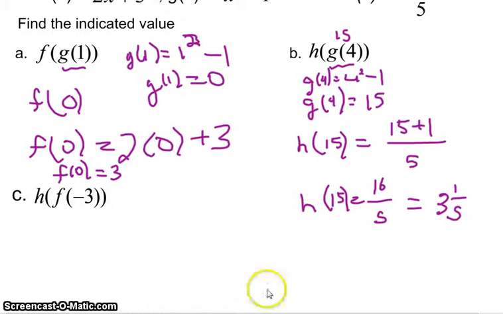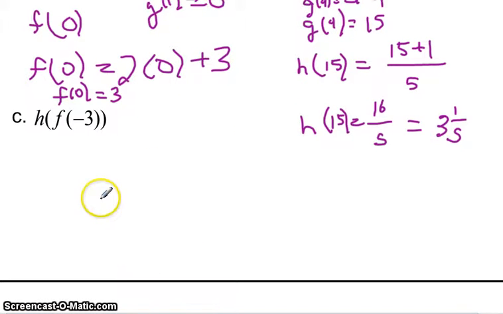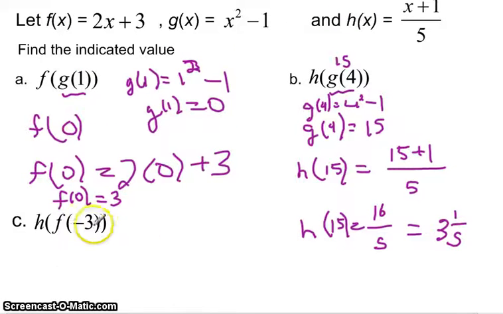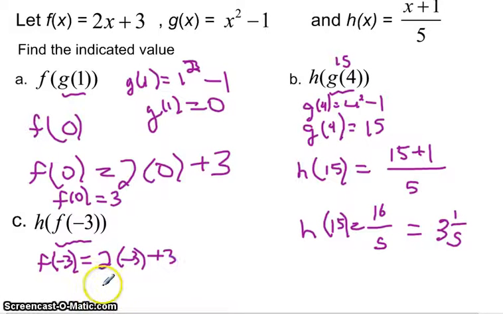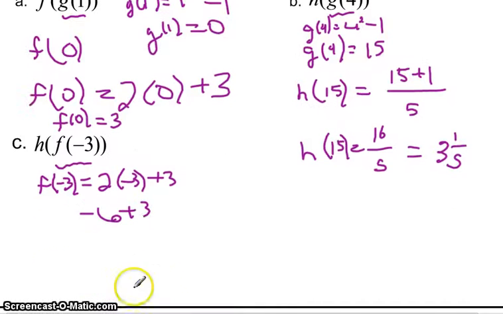Let's go ahead and try one more. h of f of negative 3. I'm going to find f of negative 3 first by plugging a negative 3 in here for x. So f of negative 3 is going to equal 2 times negative 3 plus 3. This is going to give me negative 6 plus 3. So f of negative 3 is going to equal negative 3.